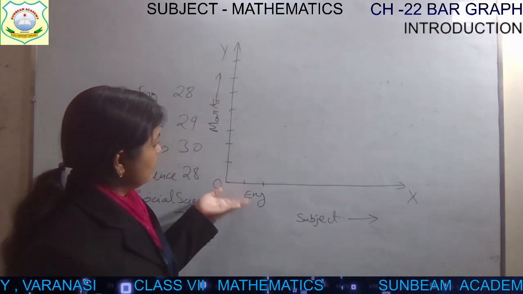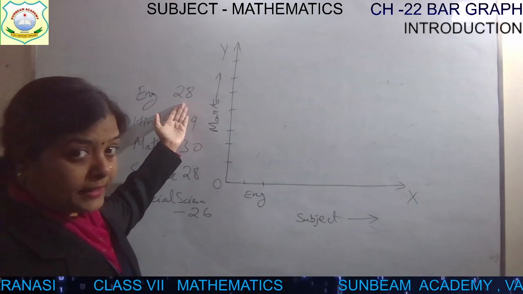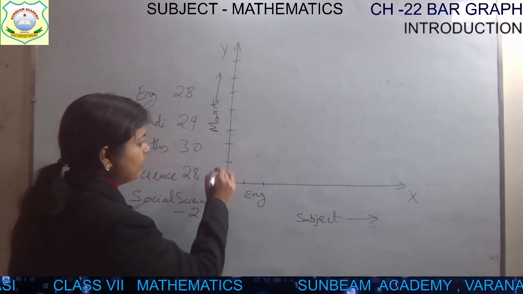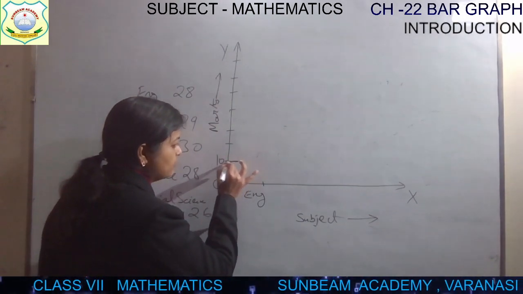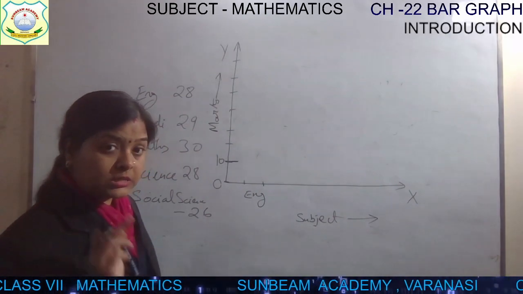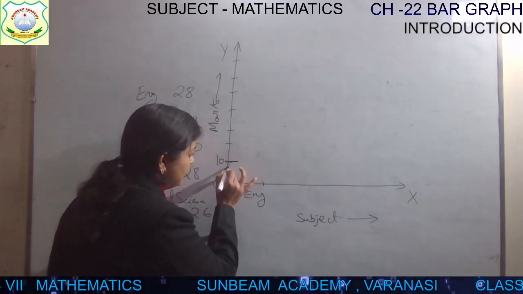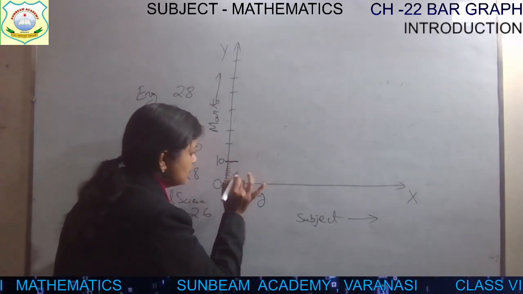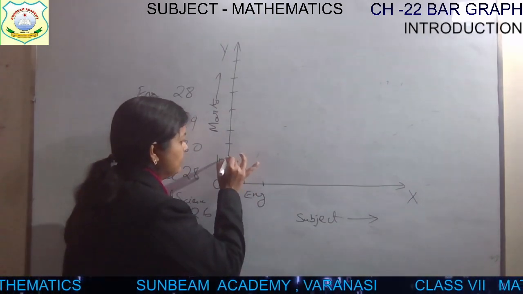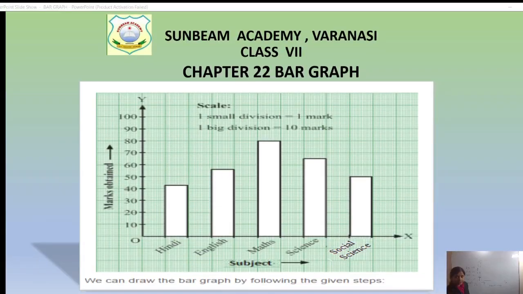Now, in the first one, I am going to choose English, but English has 28 marks. So what should I take? If I take 10, if I take 1 unit, this is called 1 unit, children. From 0 to the first point, this is called 1 unit. If you use 10, then each 1 unit length is divided into 10 equal parts. Again, this will be divided into 10 equal parts. Let me show you the graph.